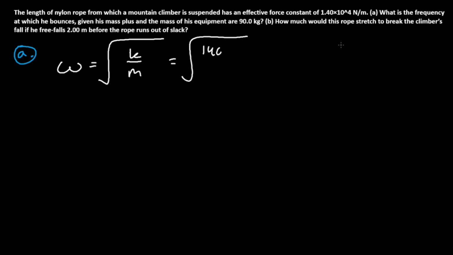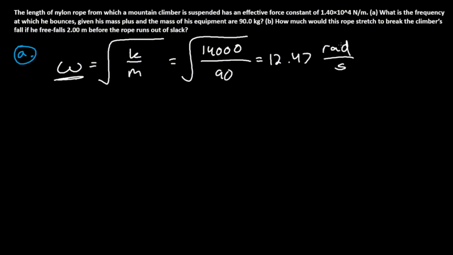But yeah, so we need to find the frequency at which he bounces, given his mass, 90 kilos. So part A is solving for the frequency. Well, we can solve for the angular frequency very easily first. The angular frequency is the square root of the spring constant divided by the mass. So we just take the square root of the spring constant, which is 14,000, divided by your mass, which is 90 kilos. Once you do that, you should get an angular frequency of 12.47 radians per second.